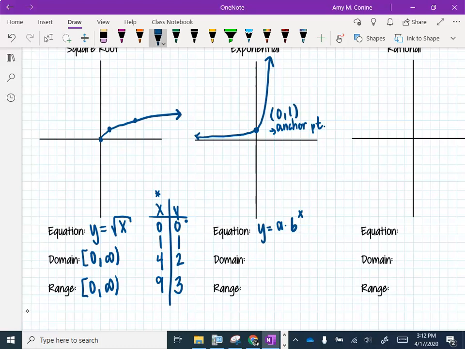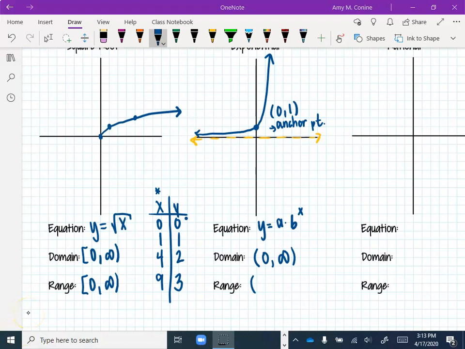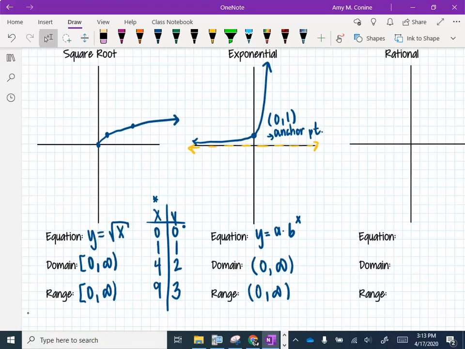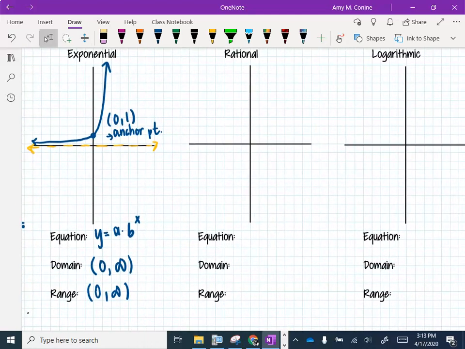So then your domain, we are not including 0. This is a little bit more than what you need, but there's like an invisible line that this does not cross. So we don't include 0 in our domain. So it's 0 to positive infinity. And that's the same for your range. So your exponential function will never cross the x-axis. It just won't do that. So make sure that you have parentheses there instead of brackets.